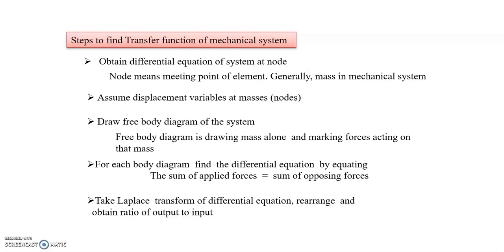Draw the free body diagram of the system. The free body diagram is drawn by taking the mass alone and marking the forces acting on that mass. For each free body diagram, find the differential equation by equating the sum of applied forces to the sum of opposing forces. Next, take the Laplace transform of the differential equation, rearrange, and find the ratio of output to input.